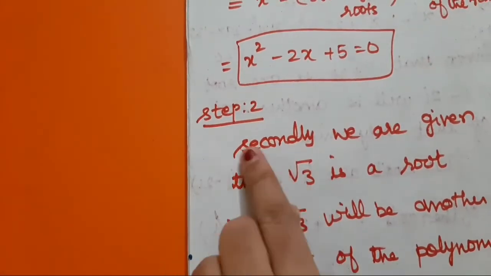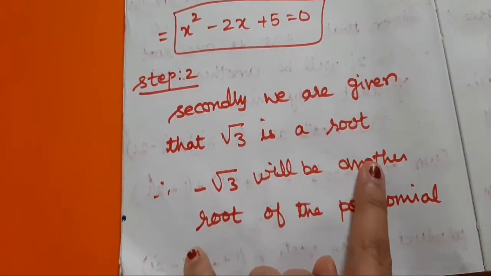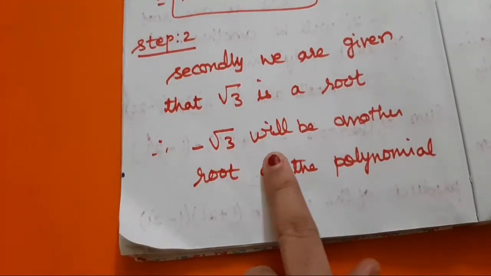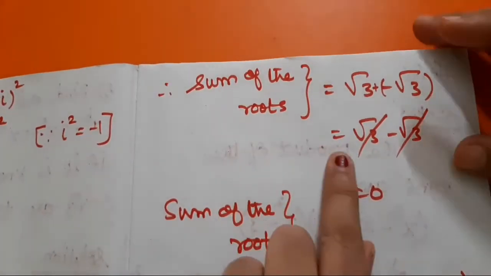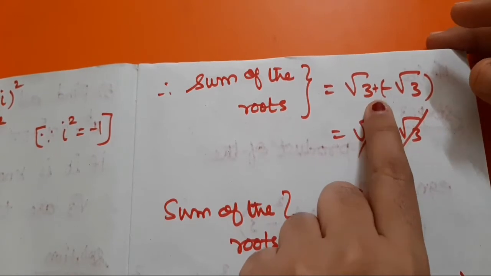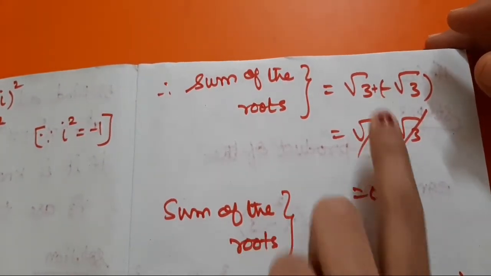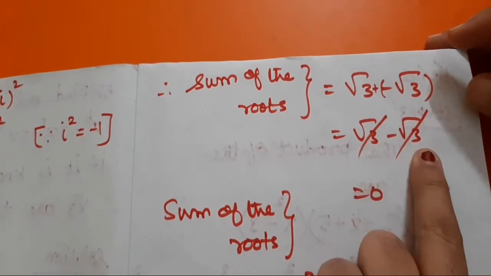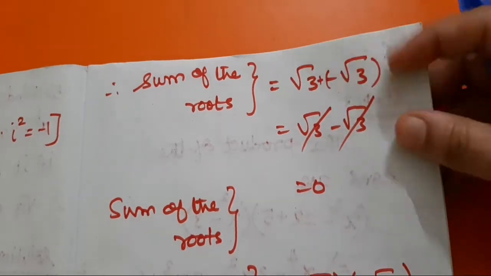Then step 2. What is step 2? We are given that root 3 is a root. Therefore, minus root 3 will be another root of the polynomial. Again, you find out the sum of the roots. Sum of the roots means root 3 plus minus root 3. So, plus root 3 and minus root 3 will be cancelled. So, you will get the sum of the roots as 0.